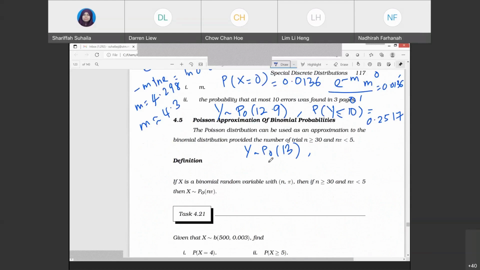Okay, 4.5. So this one is called the Poisson approximation of binomial probabilities. When we have the binomial distribution, in your stats table you just have your n up to 30. So what happens when your n is greater than 30?